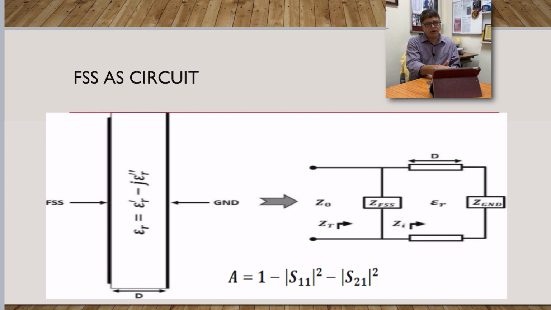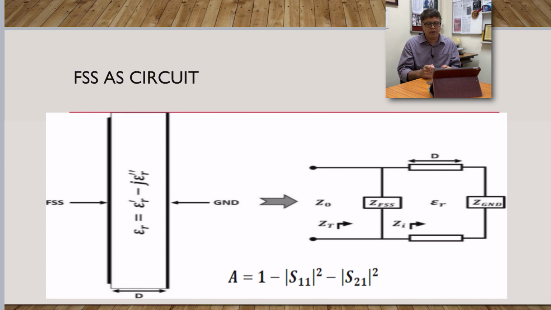And we see here the equivalent circuit of the PCB is represented with Z0, ZT, ZI, Z ground, ZFSS and D. So here Z0 represents characteristic impedance, ZT represents total impedance, ZI represents input impedance, ZFSS represents the metamaterial impedance, and epsilon r is the permittivity characteristics of the dielectric material. GND represents the ground plane impedance.